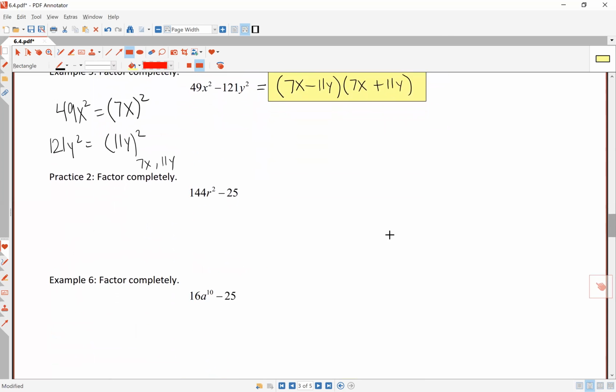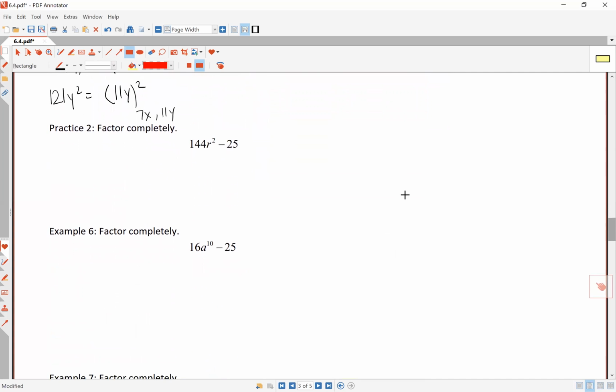This leads me to your practice problem. I encourage you to press pause on your video and work this out. And come back and press play when you're ready to see the solution.